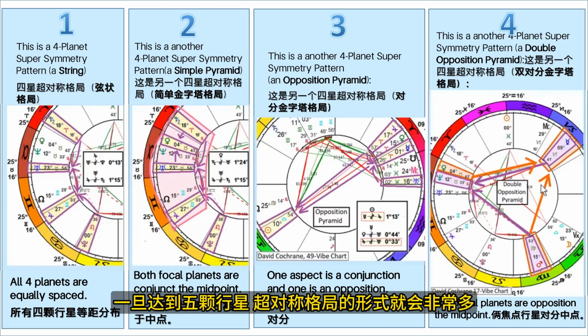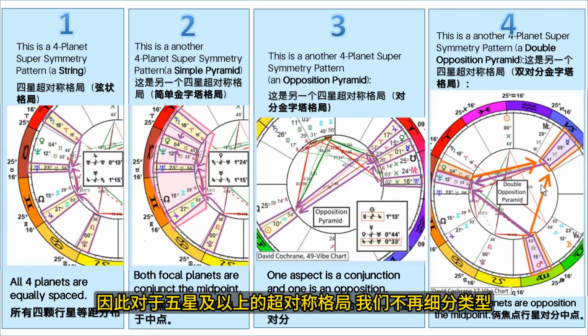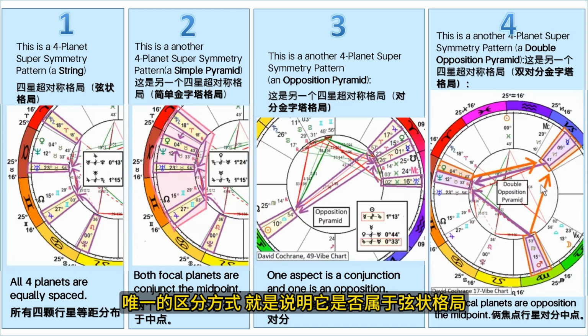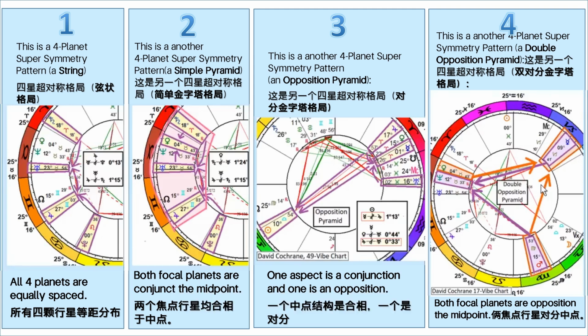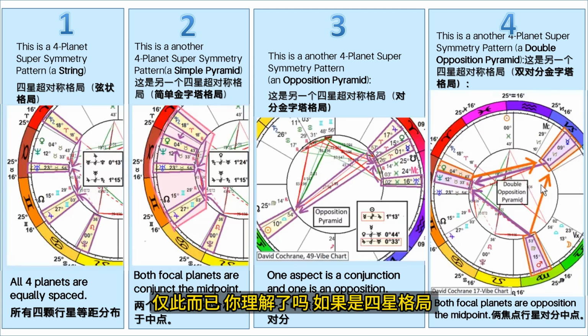Once you get to 5 planets, there are so many different ways that you can get a 5-planet supersymmetry pattern that we do not distinguish the different kinds of supersymmetry patterns when there are 5 or more planets, other than you could mention if it's a string. So the only distinction between supersymmetry patterns that are made of 5 or more planets is whether it is a string or not. That's it. So you got the idea?